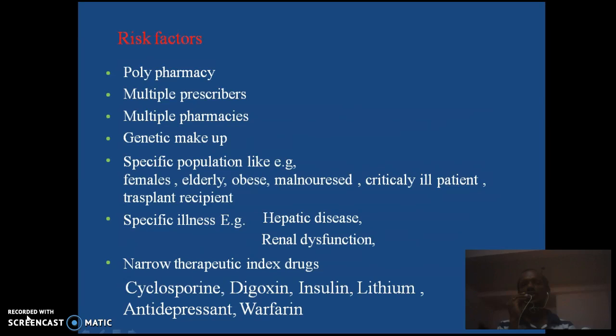The possible risk factors of drug interactions are polypharmacy, that is taking more than one drug at one time, multiple prescribers, multiple pharmacies, that is visiting more than one pharmacy for a set of problems, the genetic makeup, special or specific populations like females, elderly, obese, malnourished, transplant recipients, specific illnesses like hepatic problems, renal dysfunction, and consumption of drugs having a narrow therapeutic index like digoxin, insulin, lithium, etc.